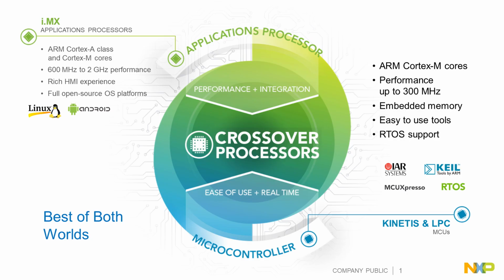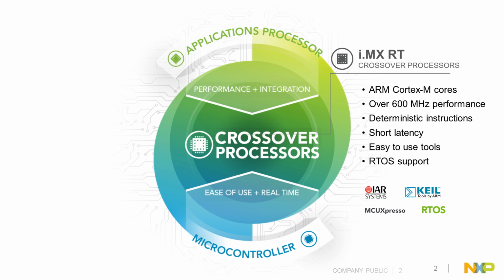So what you see here is a slide that talks about our crossover processor, which is where the RT series resides. What we've done here is essentially taken the best of both worlds. We've taken characteristics that come from our i.MX portfolio, which is on the top left, and characteristics that come from our MCU portfolio, which are on the bottom right. And what we've done is created this new series within the i.MX portfolio. So this is the first Cortex-M7 in the portfolio. It runs at 600 megahertz, and it runs a complete software environment that you're used to from our MCUs. So we run MCUXpresso, FreeRTOS, as well as IAR and Keil in terms of IDEs and tools.